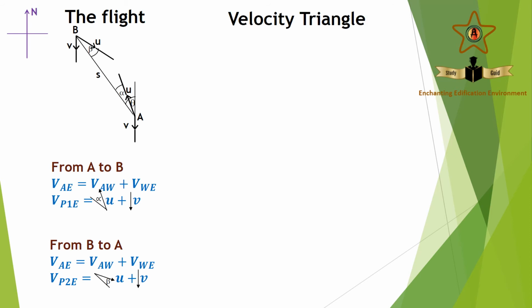Now the velocity triangle. This diagram shows the velocity triangle. We can start drawing V, then we can have two U's which make beta and alpha angles to the direction of AB. We have to note that Vp1e and Vp2e are in exactly opposite directions. Vp1e is from A to B, Vp2e is from B to A.